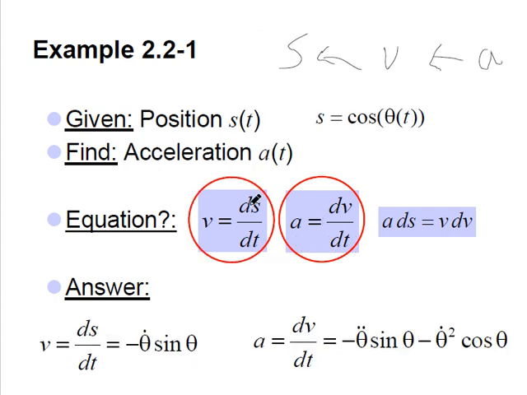All right, the next example is going to be 2.2-1. So here you want acceleration, that's this guy right there, and you want it from position, which is given. So this is your equation, and you have to go derivative, meaning you have to differentiate in order to get acceleration out of position.